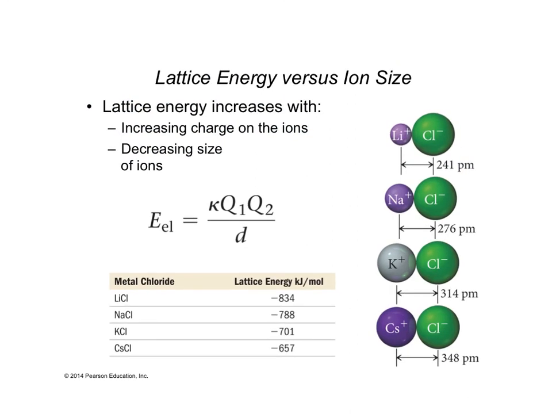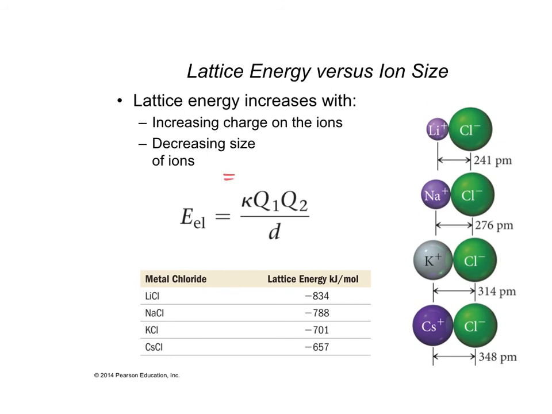Okay, so to do that, we're going to come back to Coulomb's law. Coulomb's law deals with electrostatic interaction or electrostatic energy, and it is given by this constant. So K is a constant that we don't care about, times charge 1 times charge 2 all over R, where R is the distance between the two ions.